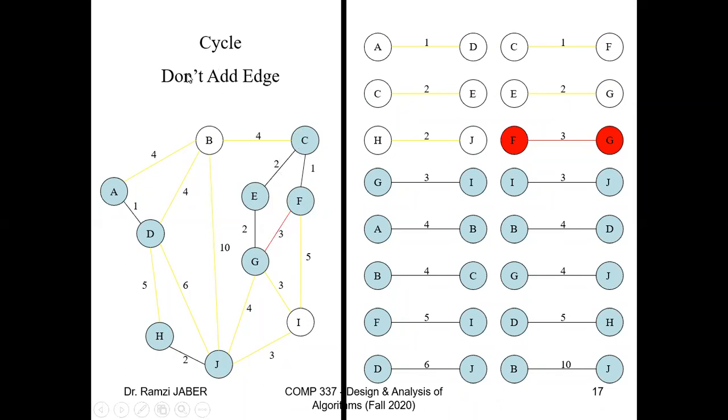So don't add it, remove it. Don't add it, skip it. So we skip it and go to JI, okay? Then IG. Till now, as you can see, all these nodes are connected together. So they form a spanning tree here, as you can see.